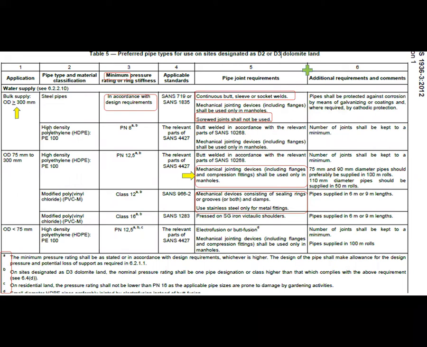Under bulk supply, we also have high density polyethylene, HDPE. PN, and I just want to stop on this. You'll see that the minimum pressure rating says PN, and then you'll see at the bottom here, you get class. Now, between PN and class, my understanding is it's exactly the same thing. So if you see PN 8, we're saying a pressure rating of 8 bar. And if we're saying class 12, we're talking about 12 bar. So basically it almost means the same thing.